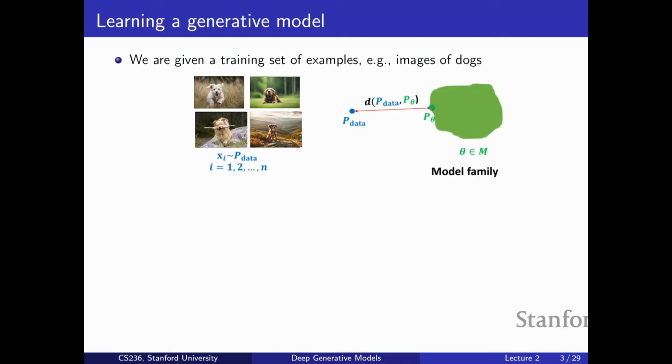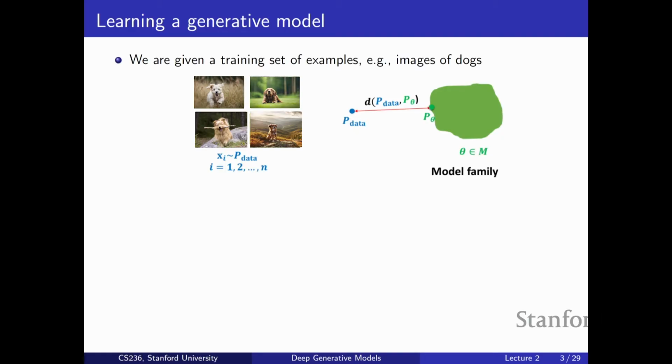And so in order to do that, you need to define a model family, which is this set here in green. You can think of this as a set of different probability distributions that are indexed or parameterized with this variable theta. Think of it as all possible Gaussian distributions that you can get as you change the mean and the covariance, or all the kinds of distributions that you can get as you change the parameters of your neural network, right?